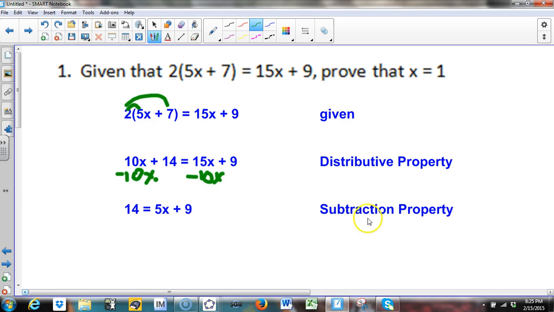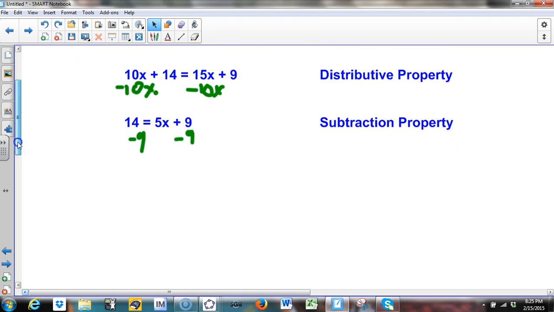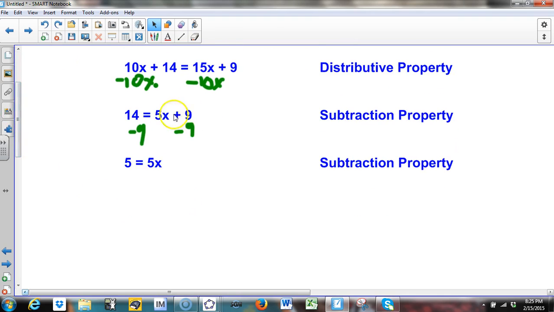Again, we're going to use the subtraction property of equality here, and we're just going to subtract 9 from both sides. Okay, 14 minus 9, we need to know what that is. That's 5. And then when we take away all the 9's here, we have nothing left, and we just have the 5x term left, right? So 14 minus 9 was 5, and we're left with the 5x on the right side.